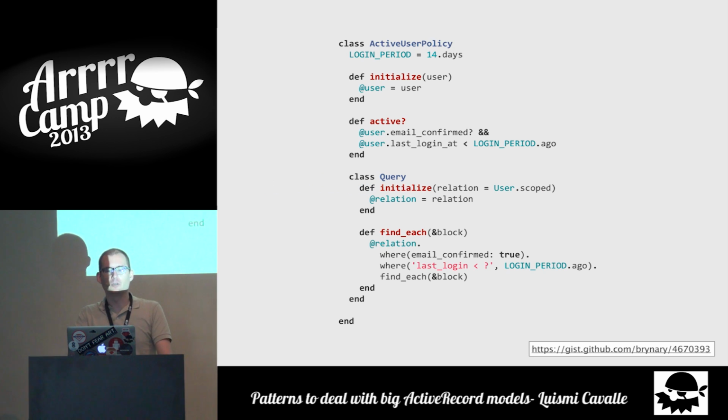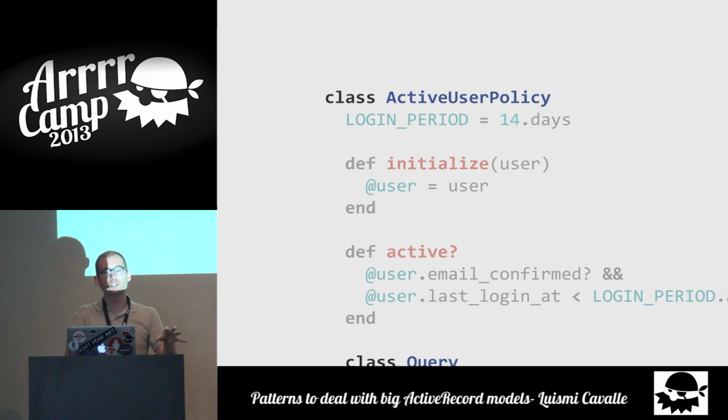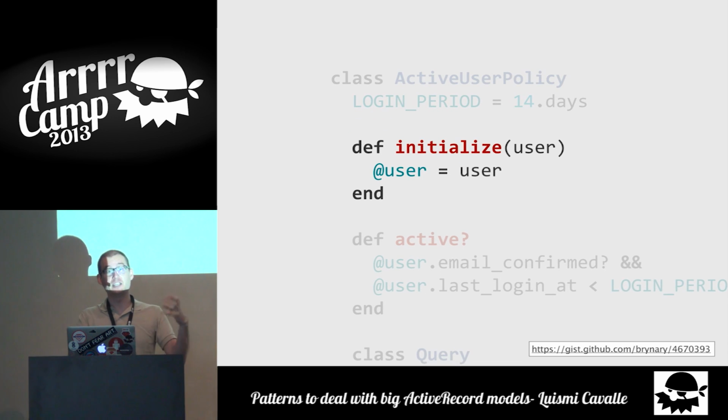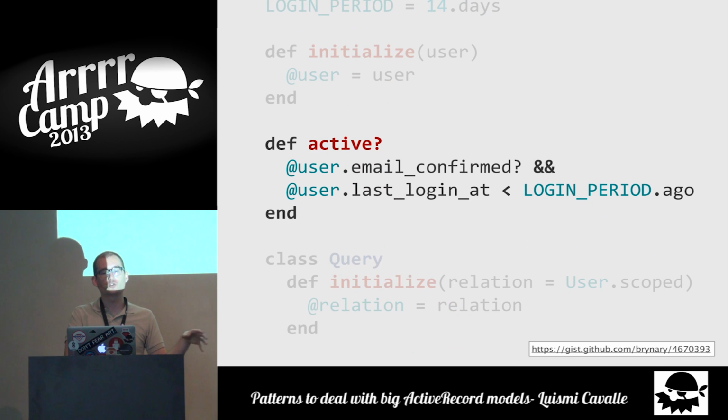Another interesting example. In this active user policy class, we've got the logic that decides whether a user in our application is active or not. As before, we initialize the object passing an instance of a user, and then we've got a method that returns whether the user is active or not. Basically, if the user has the email confirmed and the last login was less than, I think the constant is 14 days ago, then that user is active.